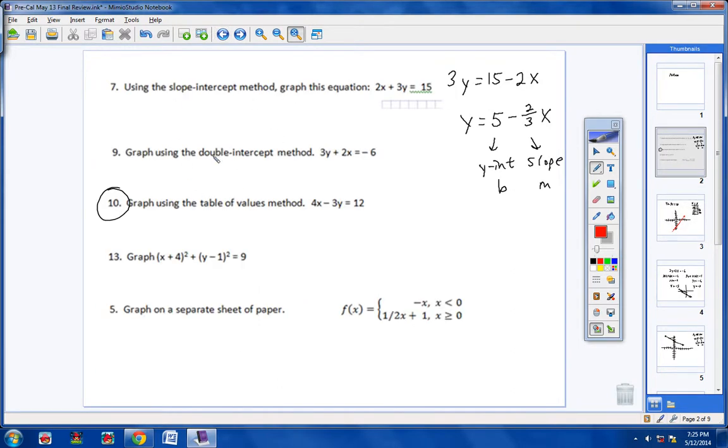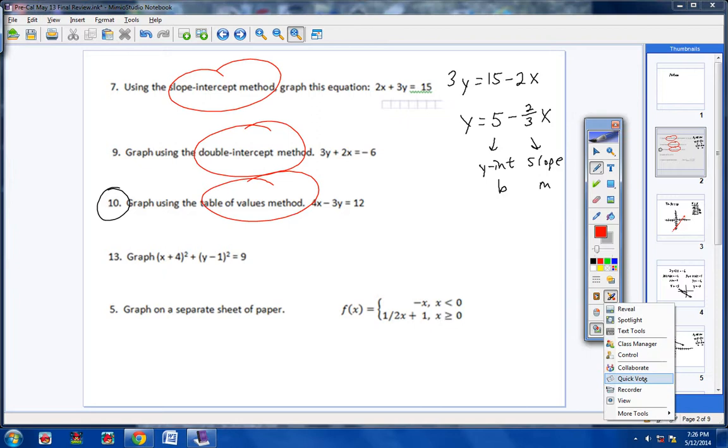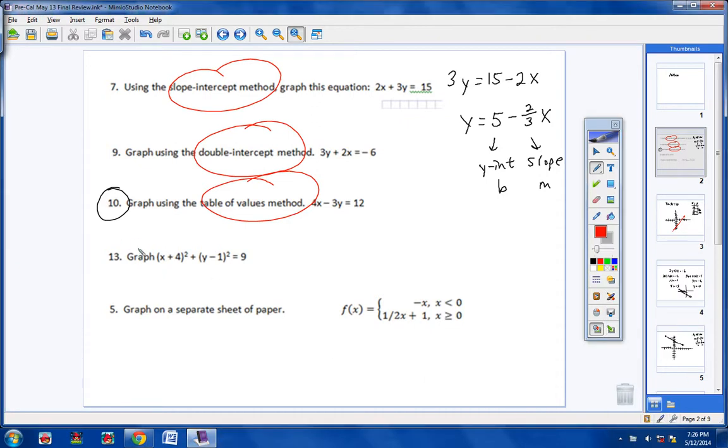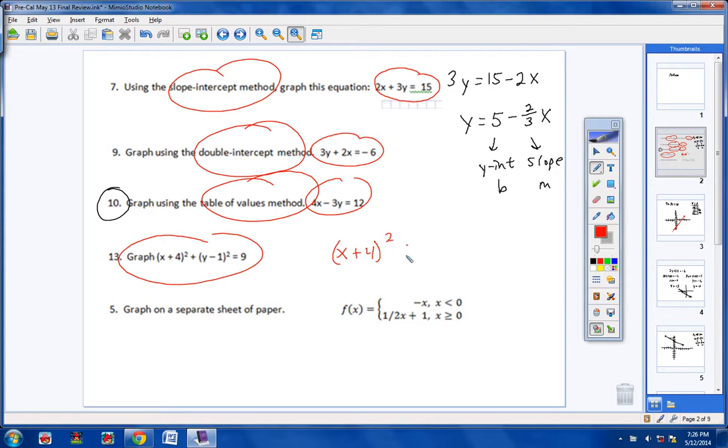Okay, so what we looked at quickly was graphing a linear equation by using the slope-intercept method, double-intercept method, and the table of values method. Okay, and by the way, on your exam, Caleb, Matthew, you guys are going to have to be able to look at problems and know what kind they are. Linear, like this one here that we're going to do now, this is a circle equation, and you've got to recognize that, okay? That's very important that you can recognize this.